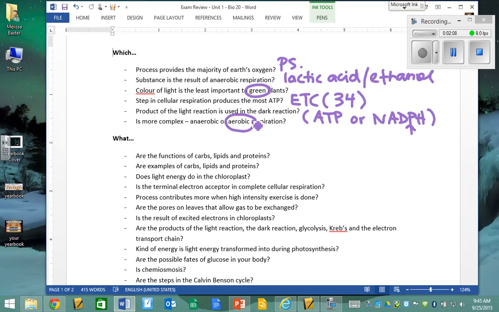Okay, in the what category, the first two things are about carbs, lipids, and proteins. So it's important that you know that carbs and lipids have energy as their number one function. Carbs are for immediate energy, lipids are more for energy storage. And although proteins have a bazillion functions, let's really focus on the fact that they are enzymes, because that is the function that we discussed the most.